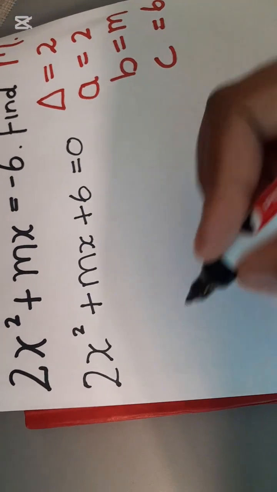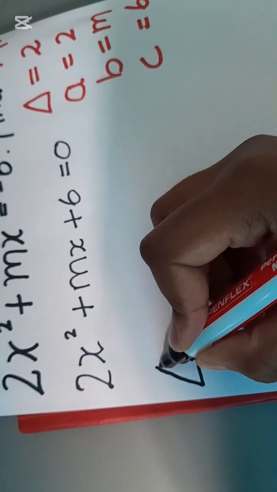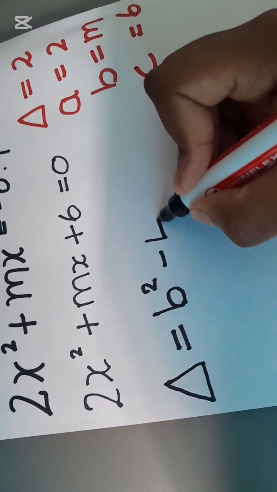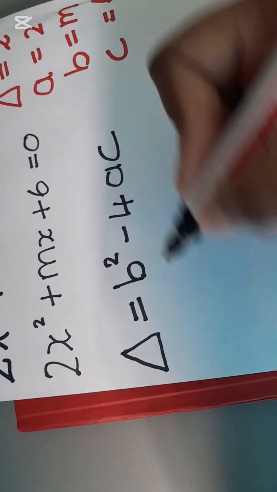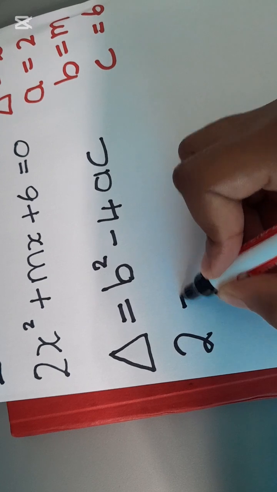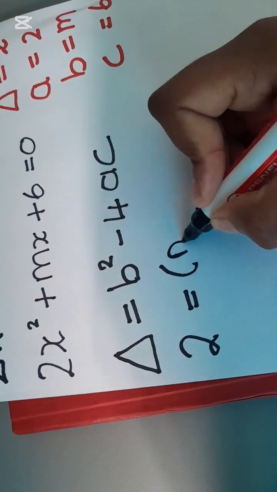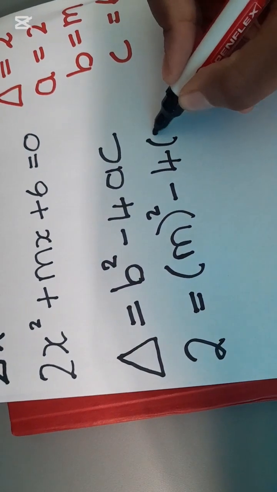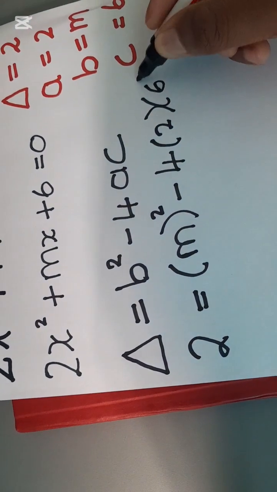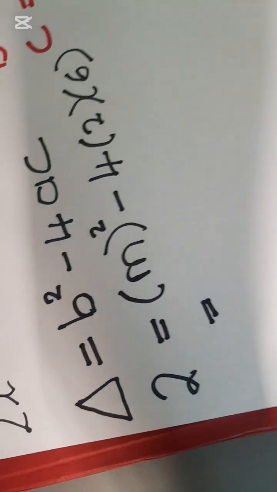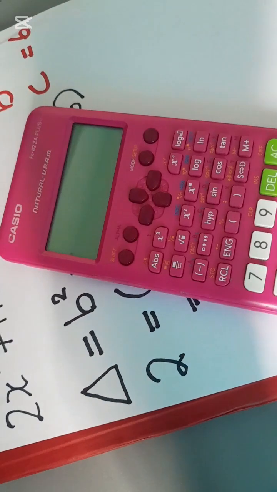So now let's write our formula. Discriminant is equal to b squared minus 4ac. We are given the discriminant. Oh yes, there it is. 2 is equal to m squared minus 4, our a is 2, and then our c is 6. There we go. So let's make sure that we press everything on the calculator and see how it comes out.